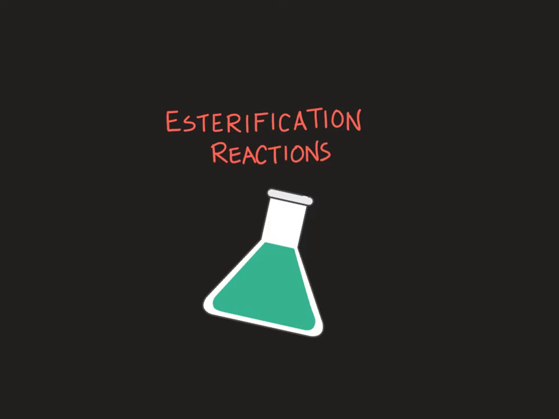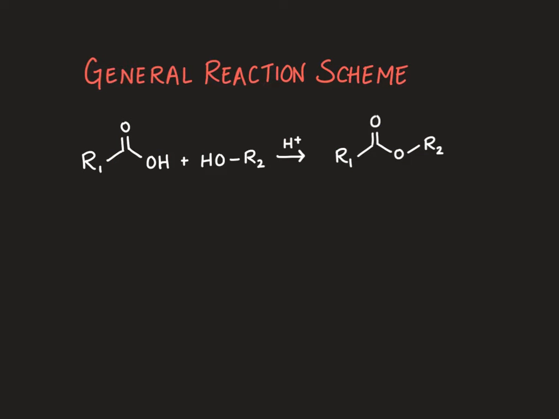In this video, we're going to look at acid-catalyzed esterification reactions. So the general reaction scheme is shown below. In this reaction, we have a carboxylic acid, represented by the group R1, and we have an alcohol.